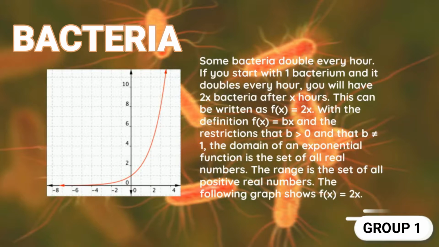With the definition f(x) = b^x and the restrictions that b is greater than 0 and that b is not equal to 1, the domain of an exponential function is the set of all real numbers. The range is the set of all positive real numbers. The following graph shows f(x) = 2^x.